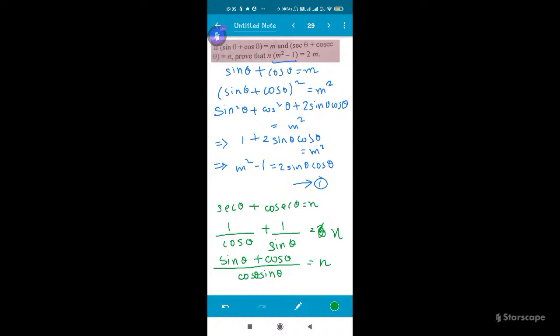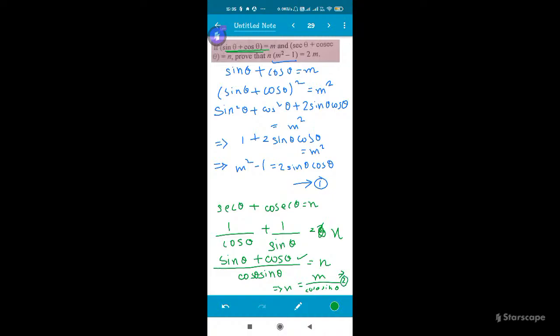This is n. And what is sine theta plus cos theta? See, in the question, sine theta plus cos theta was m. So now I can write it in this manner. N is equal to m by cos theta sine theta. Isn't it? Now let's see what we can do. This is our equation 2.